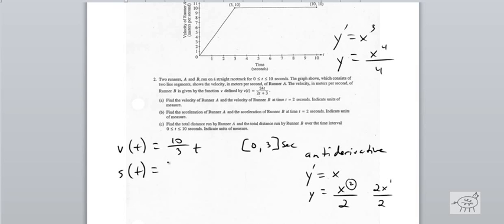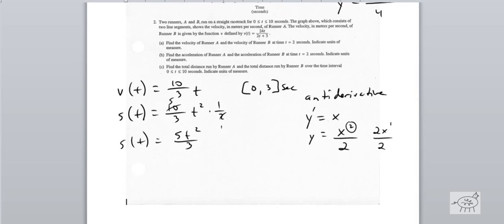Do you guys agree? I'm going to say it's 10 thirds t squared divided by 2, or times 1/2. So if I cancel some stuff out here, that's a 5 and a 1. So you really get s of t is equal to 5t squared over 3. That's the position equation from 0 to 3 seconds.